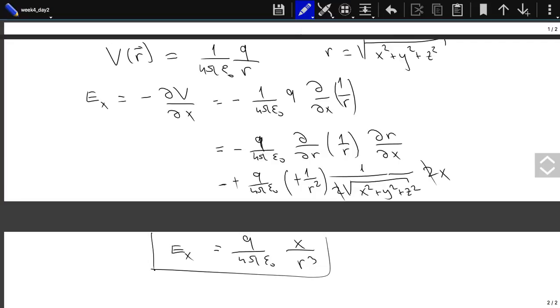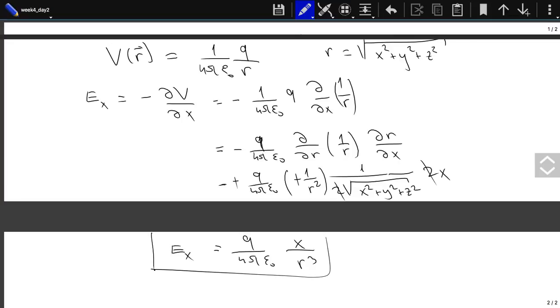This one, well, this is just the chain rule of derivatives. My function is a function of r, which is a function of x, y, and z. So I'm first taking the derivative with respect to r, then taking the derivative of r with respect to x. Now we have to repeat this for y and z.